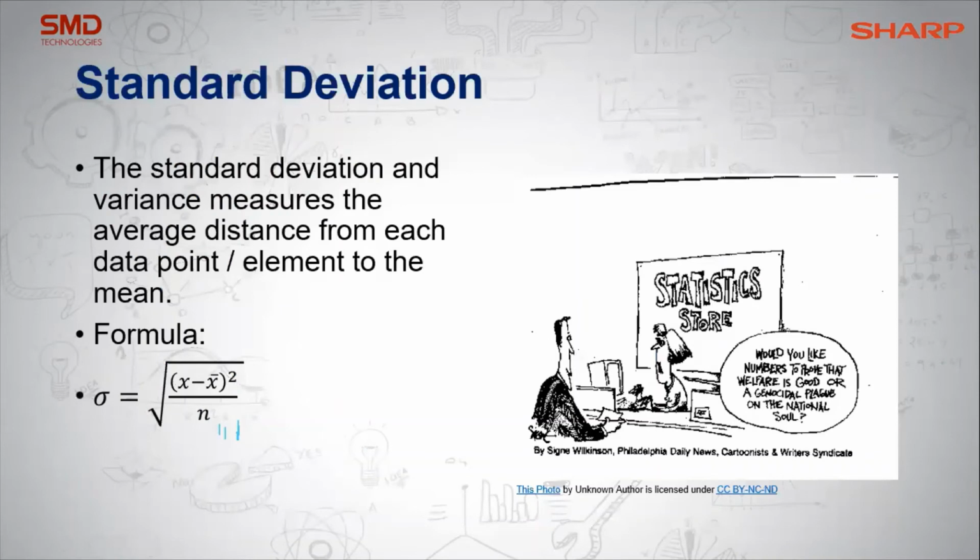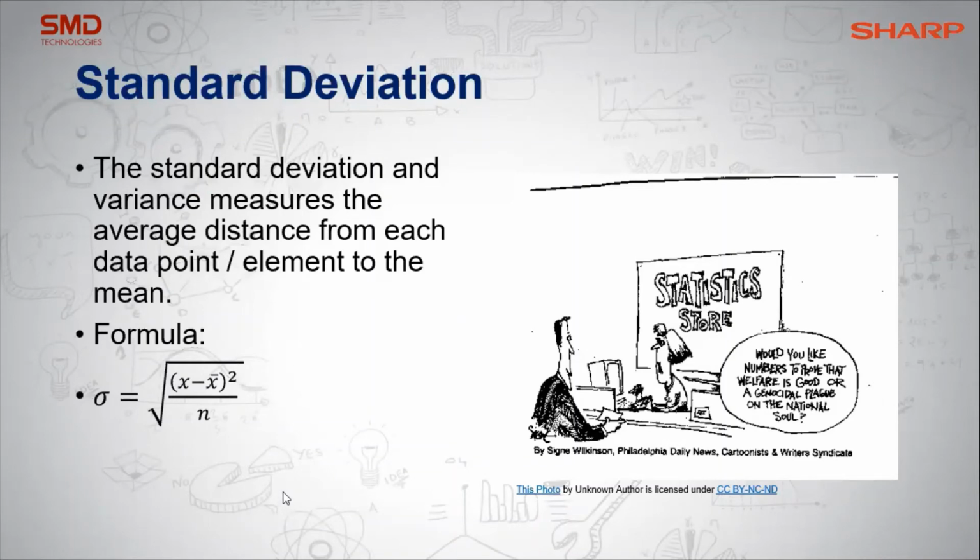The next thing that we want to look at is the standard deviation. So the standard deviation measures the distance or the average distance from each data point or data element to the mean. So our formula, sorry, I see I missed a spot here. Our formula is your data point minus your average squared, divided by the number of data points, that gives you your average distance, square rooted. Okay, so that's the formula.